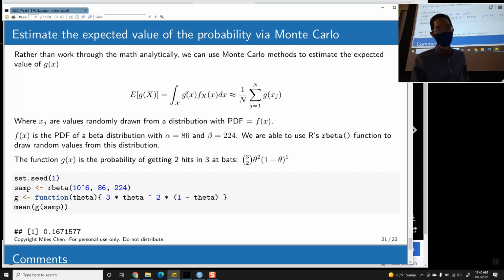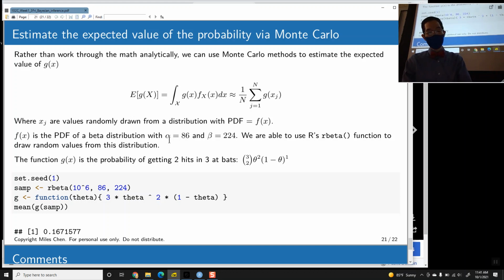So instead of having to do this, rather than integrating across all of these values of x and some random variable x, what if we just did a whole bunch of these? We have a way to generate x from this PDF. Let's generate a whole bunch of these values, plug those values into that function g, and then let's take the mean. And that's all we're doing, okay?